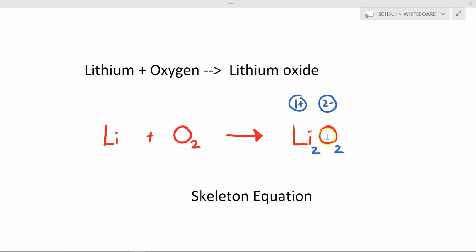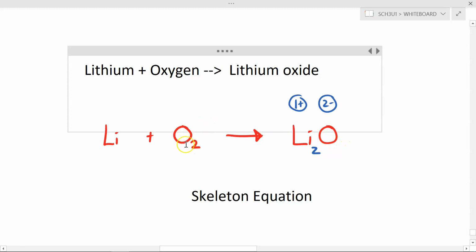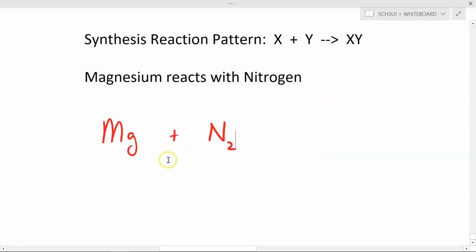It's not by itself. It's not alone. So you did not need the subscript 2 here. But over here, the oxygen hasn't had a chance to bond to the lithium yet. It is by itself. So because it's by itself, it does require that 2. Alright, so I'm going to put the 2 there. Now we can follow the pattern.